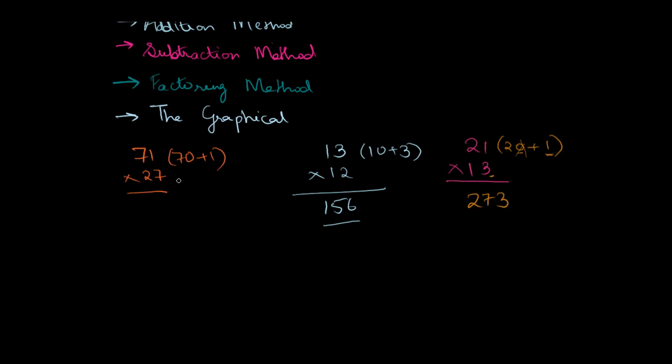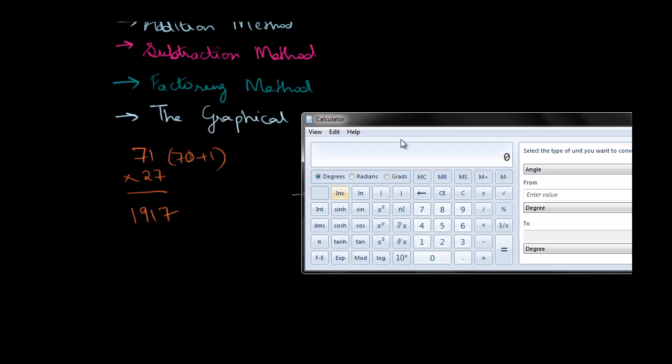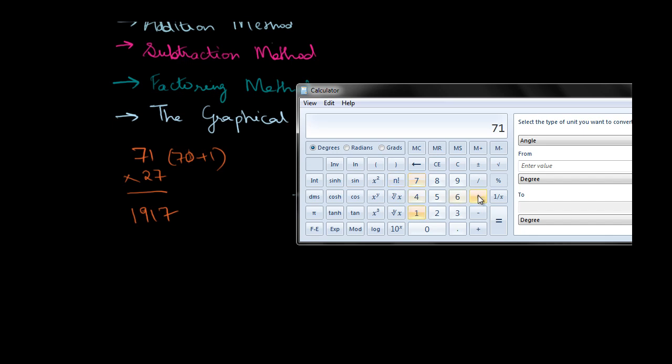Let me do 7 times 27. I'll just ignore the 0 and place it later. I'll do 27 times 7, which is 140 plus 49, which is 189. So 189 becomes 1890. 1890 plus 27 is 1917. And let me check it with a calculator right here. And this time I'm all prepared, right? Let me check it. 71 times 27. That's 1917. And that gave me some confidence.